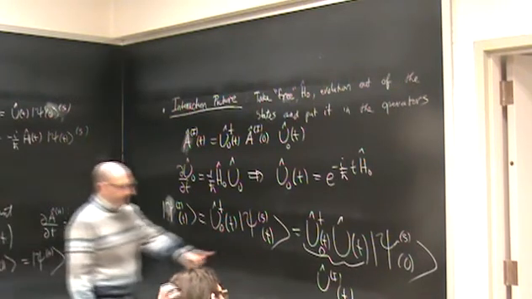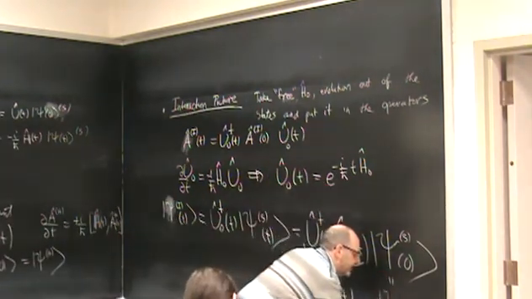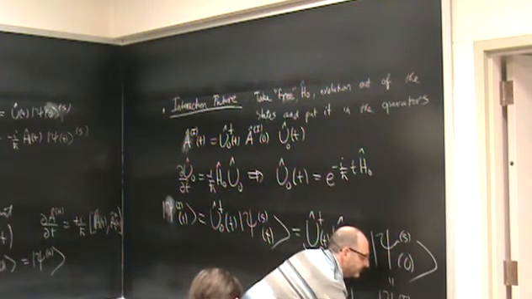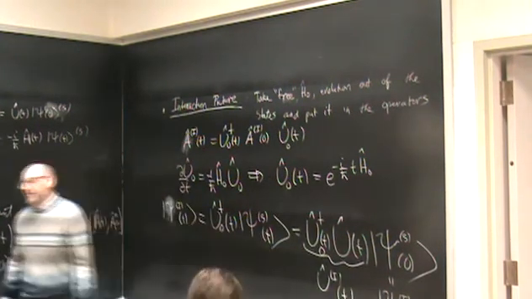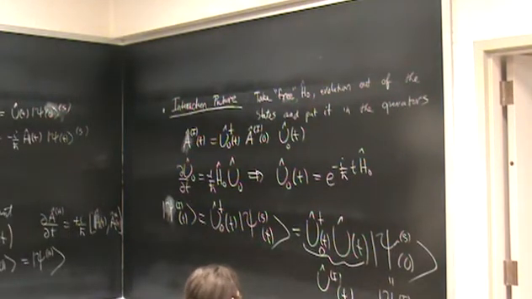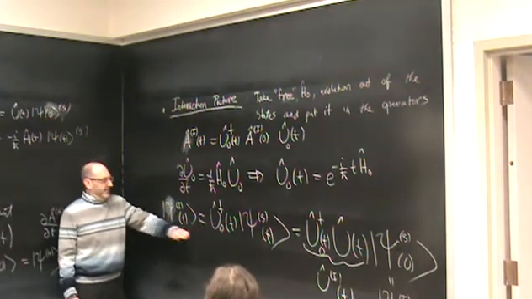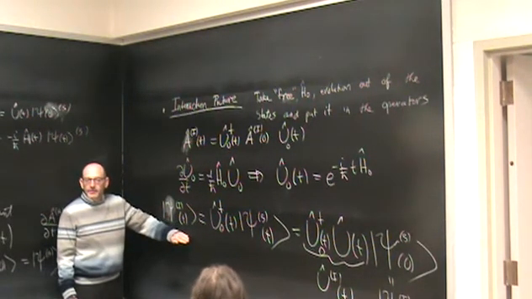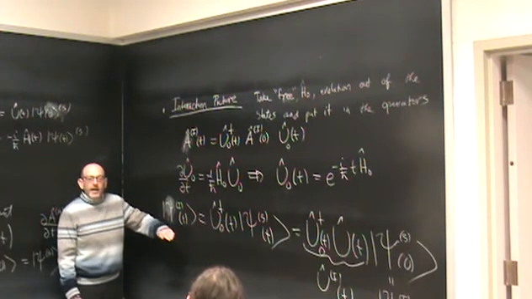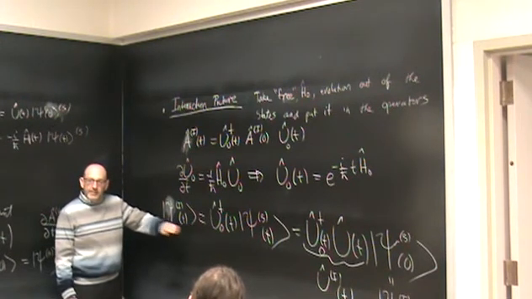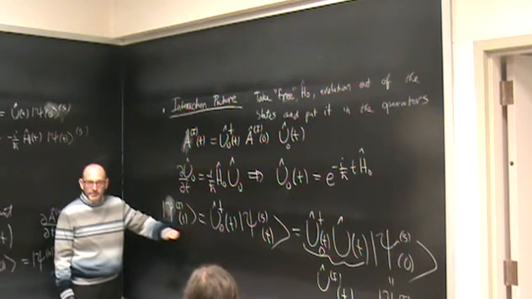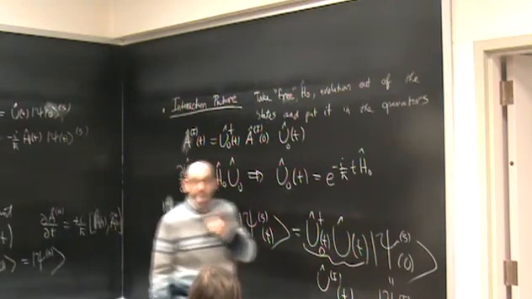Of course, everything agrees at time equals 0. Whatever the state is at time equals 0 is the same in all pictures, and whatever the operators are at time equals 0 is all the same. So what I want to see now is, what is the Schrödinger equation in the interaction picture? What is the time-dependent differential equation which tells me how this state evolves as a function of time? So let's just do it.